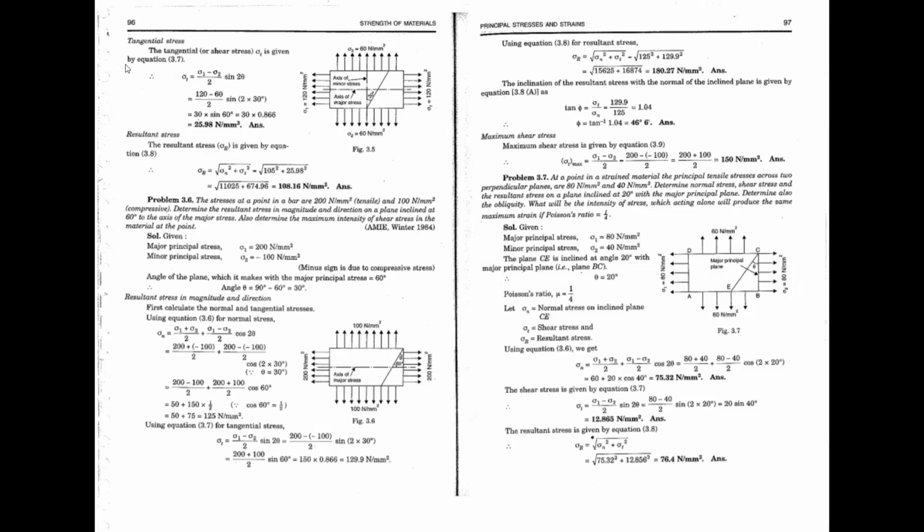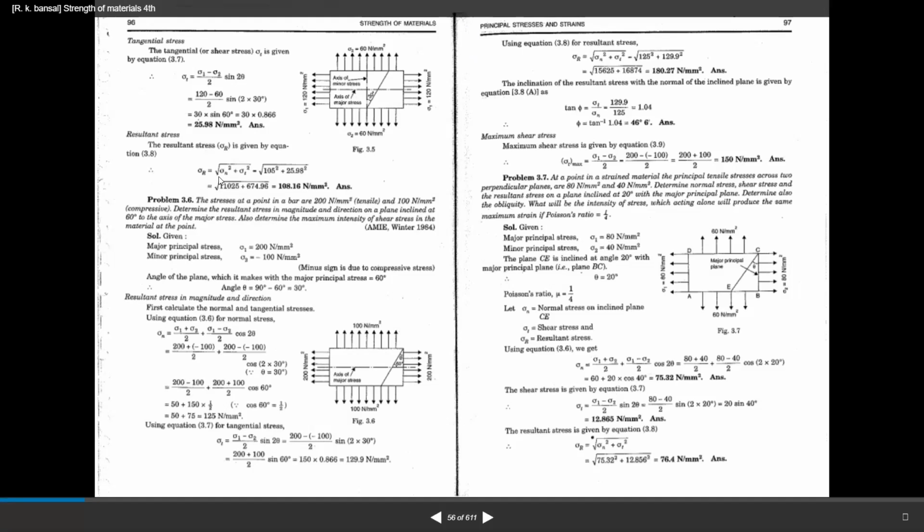That is the tangential stress. And calculate the resultant stress. The resultant stress sigma r is given by equation 3.8. Resultant stress formula: sigma r equals root of sigma n squared plus sigma t squared. Substituting the values, root of 105 squared plus 25.98 squared, we finally get the resultant stress as 108.16 Newton per mm square.